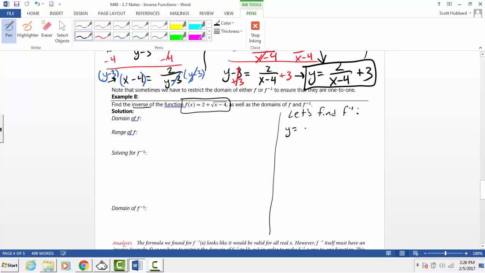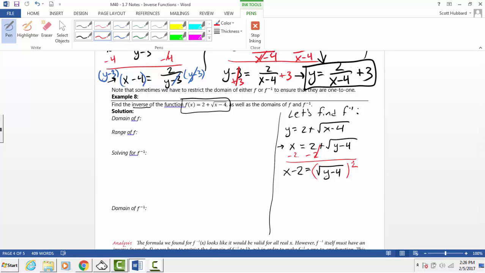So we have y is equal to 2 plus root x minus 4. I'm going to swap x and y real quick, so I'll get x is equal to 2 plus root y minus 4. And then what do I do? Well, I have to solve for y, so subtract 2, and you get x minus 2 is equal to square root y minus 4. And then again, I want to solve for y, so I'm going to square both sides.